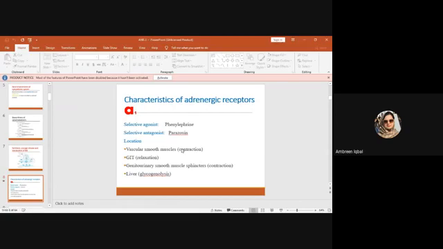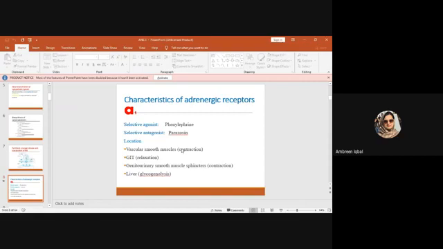Next one is GIT, gastrointestinal tract. When adrenaline attaches to the receptors present on the GIT, it is going to relax the smooth muscles of the GIT. So it may decrease the GIT motility and may lead towards constipation.